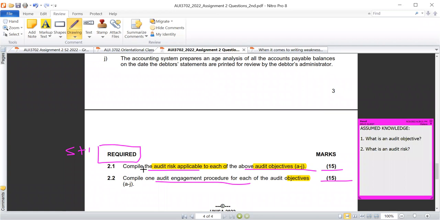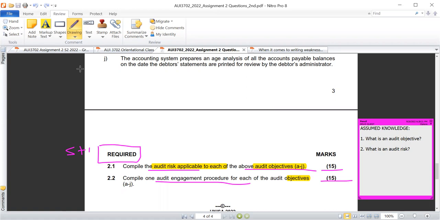And in 2.2, look at this. They say compile one audit engagement procedure for each of the audit objectives from A to J. So for each of the identified audit objectives given in the scenario, you need to be able to come up with an audit engagement procedure. That is the assumed knowledge they are testing: how to formulate audit engagement procedures. I'm going to show you what all those things are and how to go about working on them. So let's start off with the first required part before we go to the scenario.